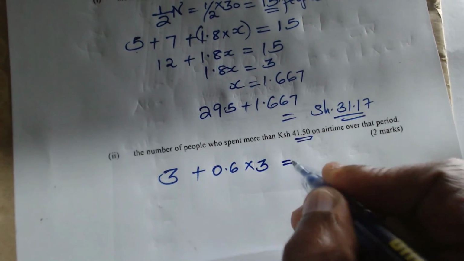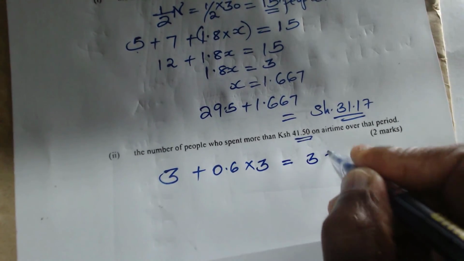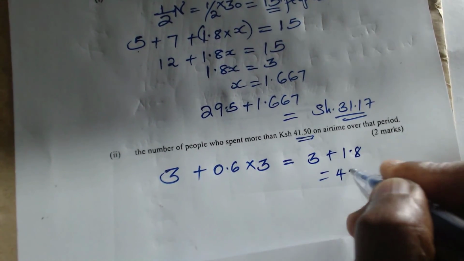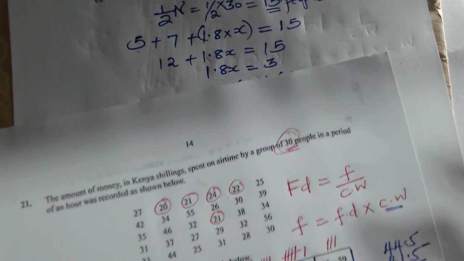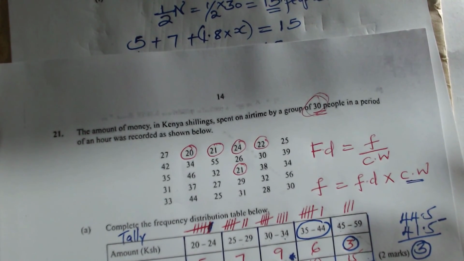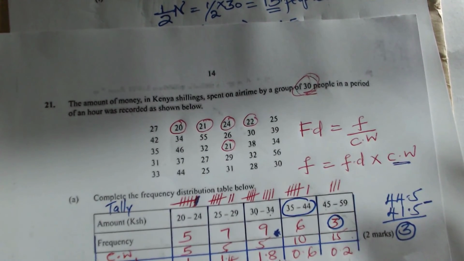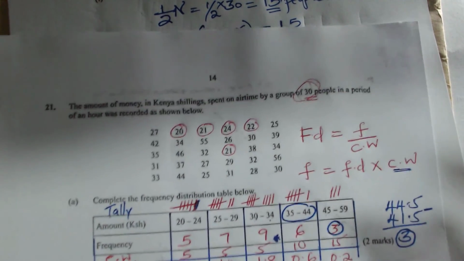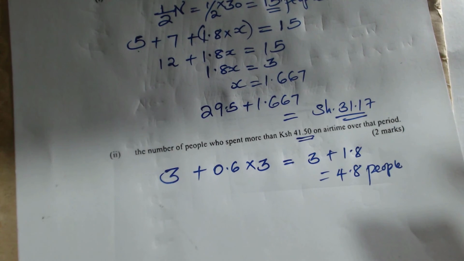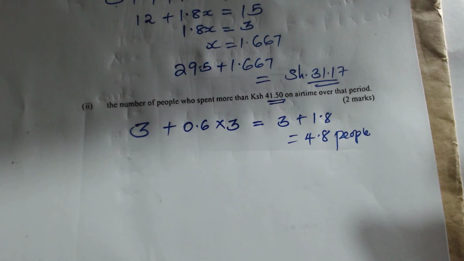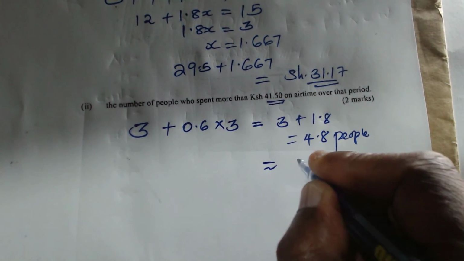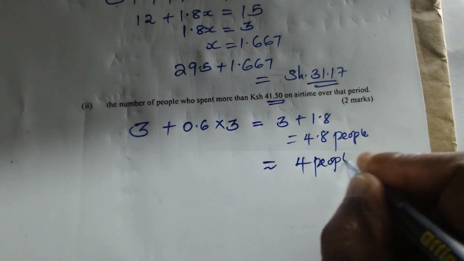So when you add these, you will get 3 plus 1.8, and this will give 4.8 people. So what are we going to do once you get 4.8 people? Do we give the answer as 4.8? Do we round it forward? Because these are a number of people, we shall just round it downwards. We can't round upwards 4.8 people and say these are 5 people. So this one will be approximately 4 people.